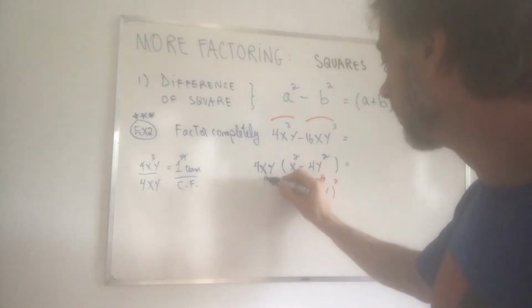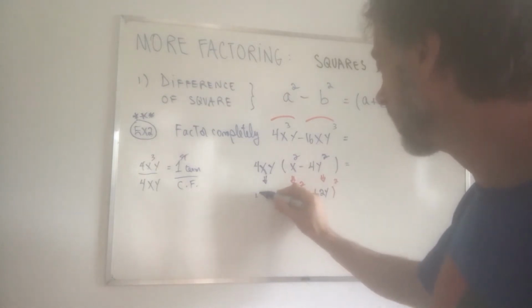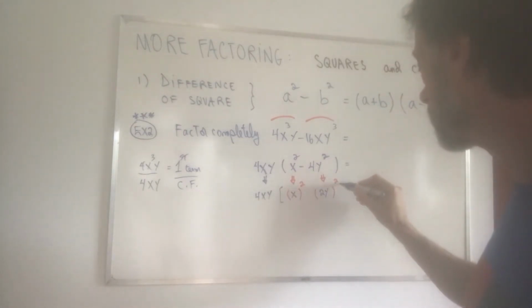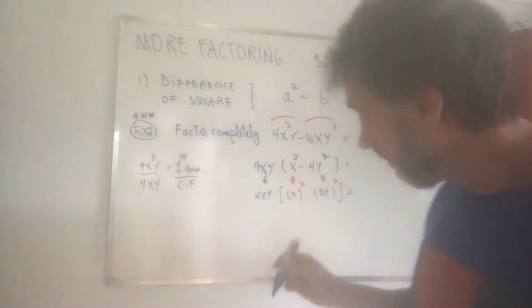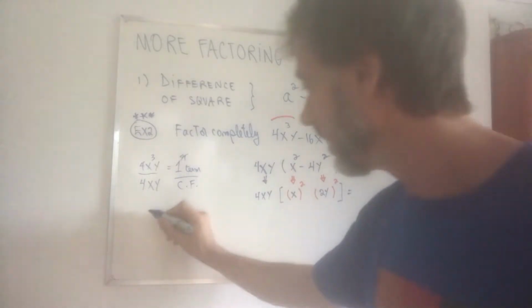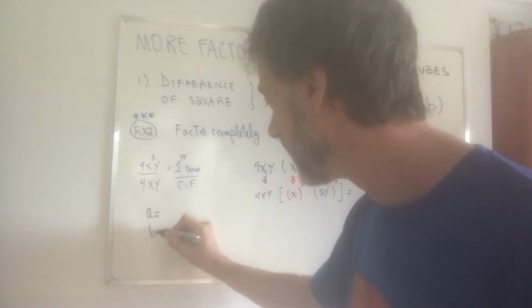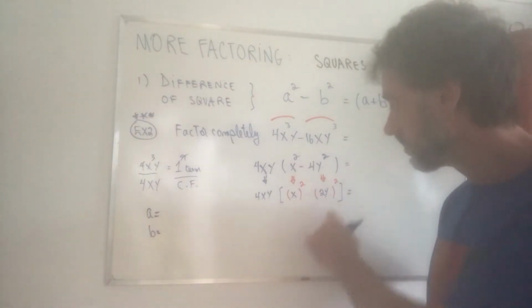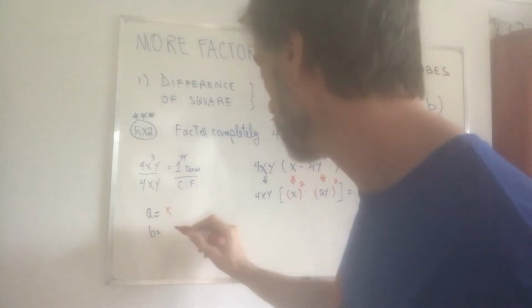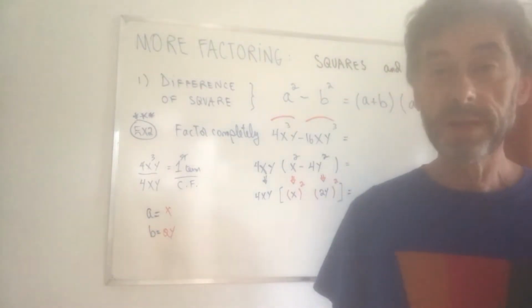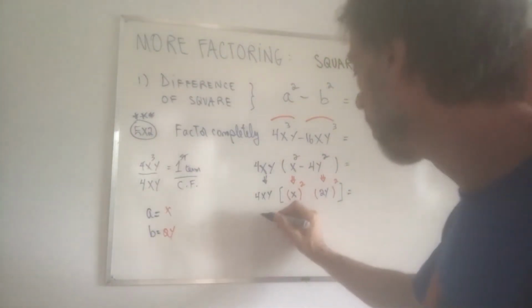So, keeping this here just the way that it was and putting brackets here, we now have a squared minus b squared. So the a in this case and the b are simply what? That's my a and that's my b. x and 2y. So that's it. Once you've done this, you apply the formula and you're homeward bound.